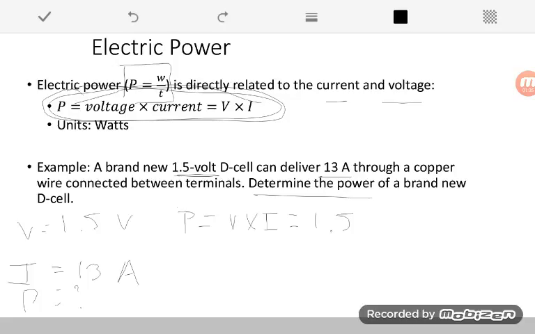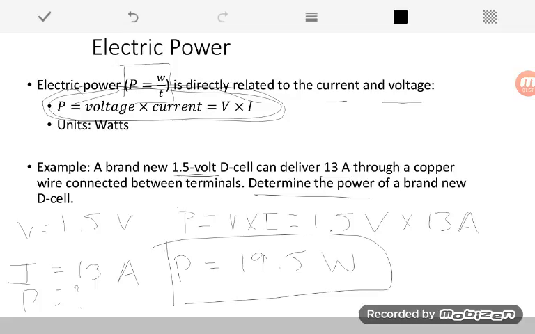1.5 volts, that's my voltage, times 13 amps, that's my current. So voltage times current. And I do the math on that, and it gives me the units of watts. So my power here is going to be 19.5 watts.